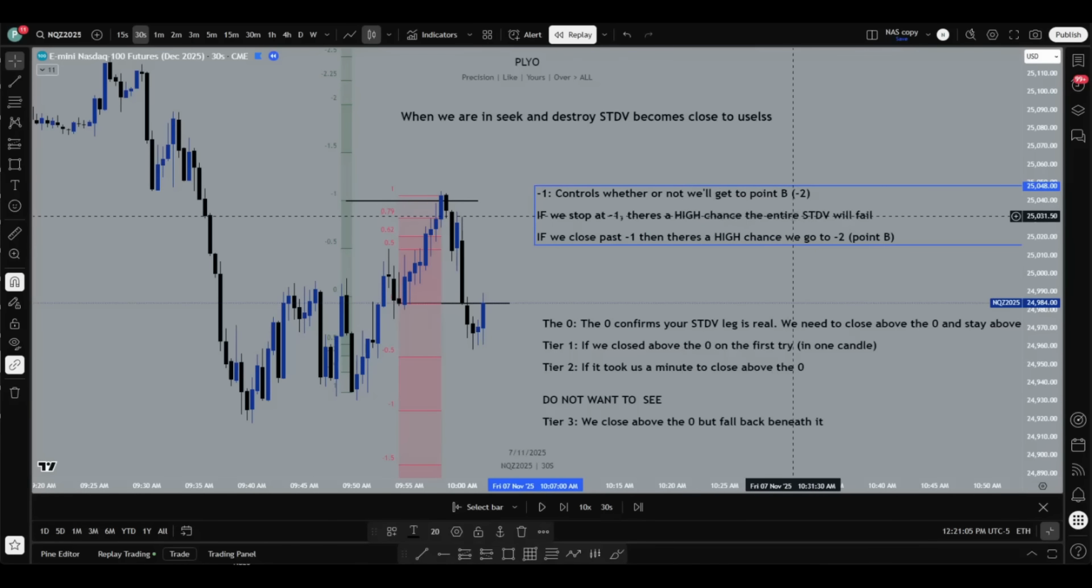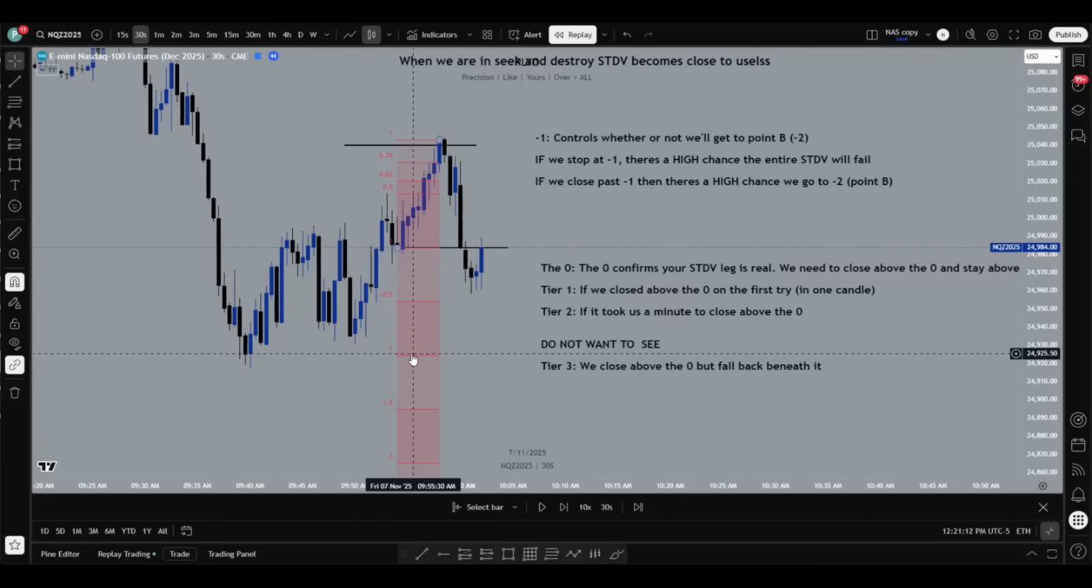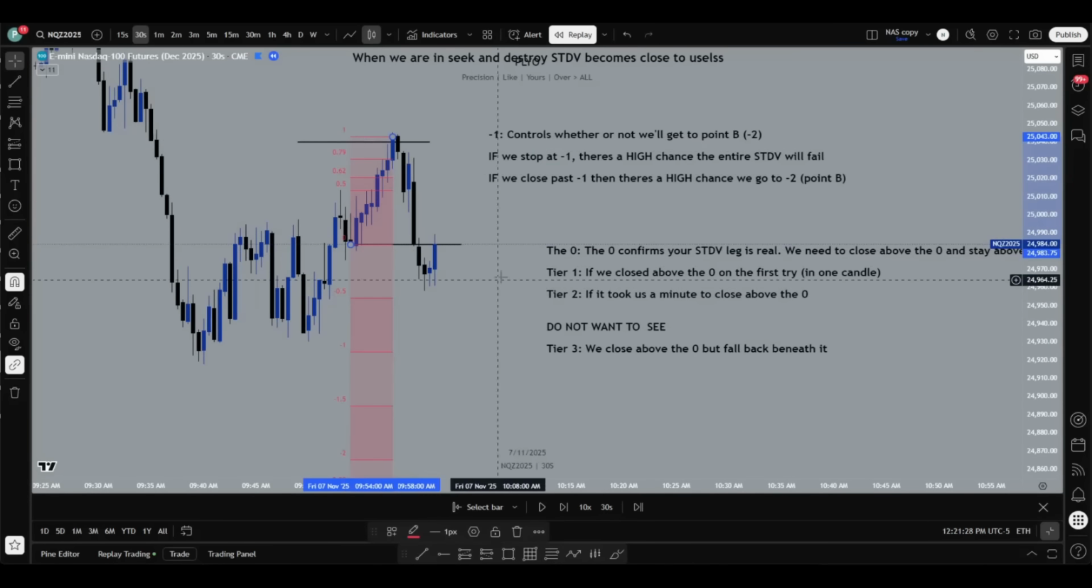If we stop, we have a high chance for the entire thing to fail, which means we'd come all the way back down to this low. And then we can expect -1. This is actually a good example because it's not exactly what I was talking about.